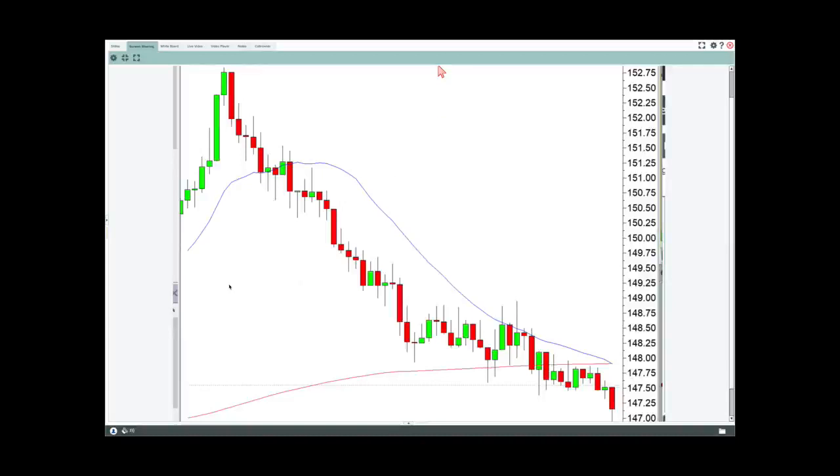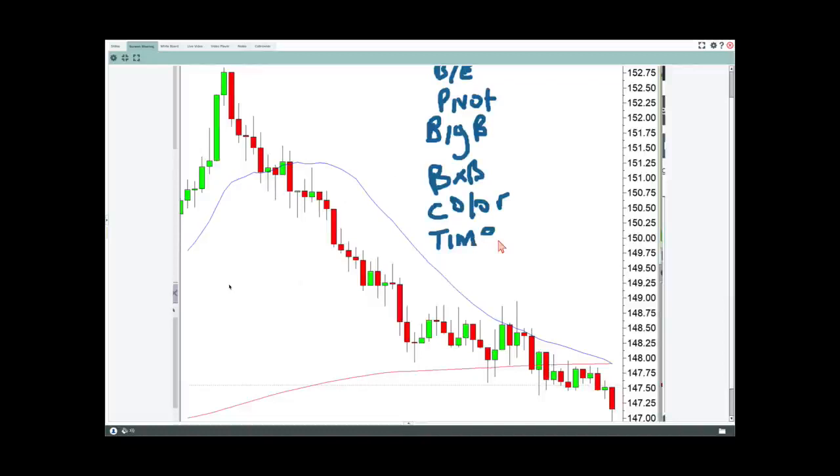And there you have it. Set it correctly one more time. Break even. Pivot. Big bar. Bar by bar. Color. Time. And time. You roll from one to the other, whichever happens next.